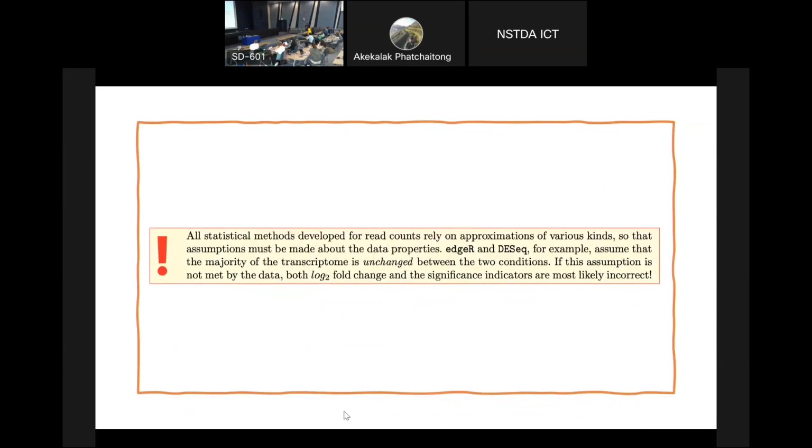All right, so here's another note. All statistical methods developed for read counts rely on approximation of various kinds, so assumptions must be made about the data properties. For example, the majority of the transcriptome is unchanged between the two conditions. So you make that assumption, and if this assumption is not met by the data, then basically things are not going to go well. So there are some basic assumptions that need to be fulfilled.